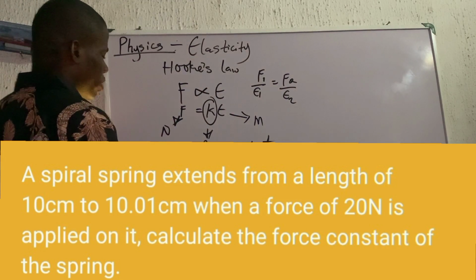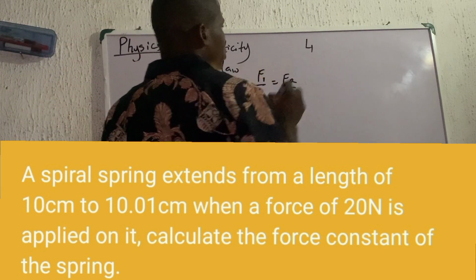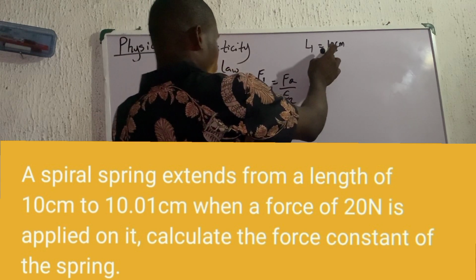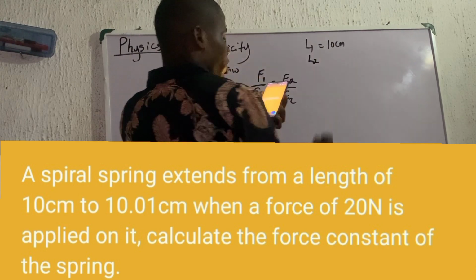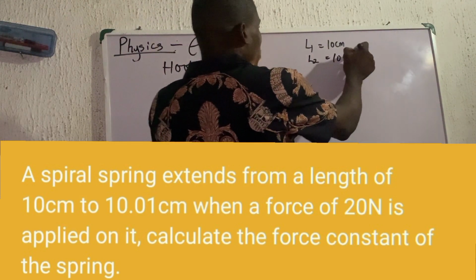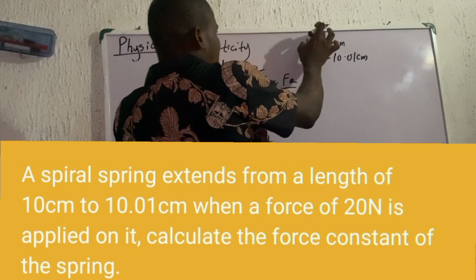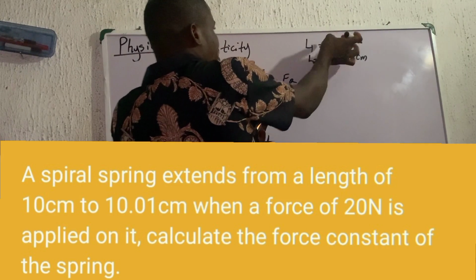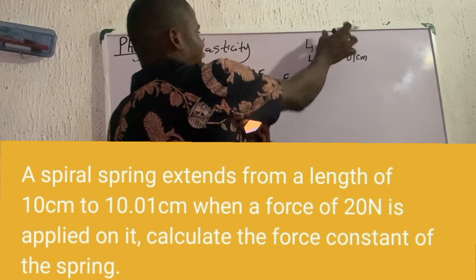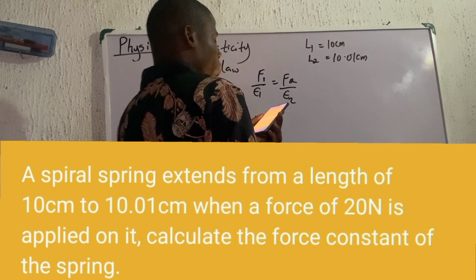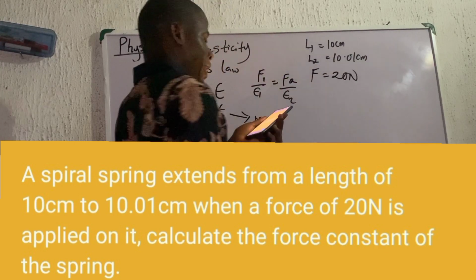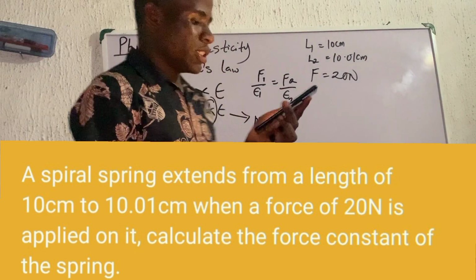Okay, let's move a little bit higher. So, the original length is 10 centimeter, right? Now, it extends from 10 cm to the new length, L2, which is 10.01 centimeter. They say that this spiral spring extends from L1, 10 cm, to 10.01 cm. This is the original length and this is the new length. When a force of 20 Newton is applied on it, we have to calculate the force constant of the spring.